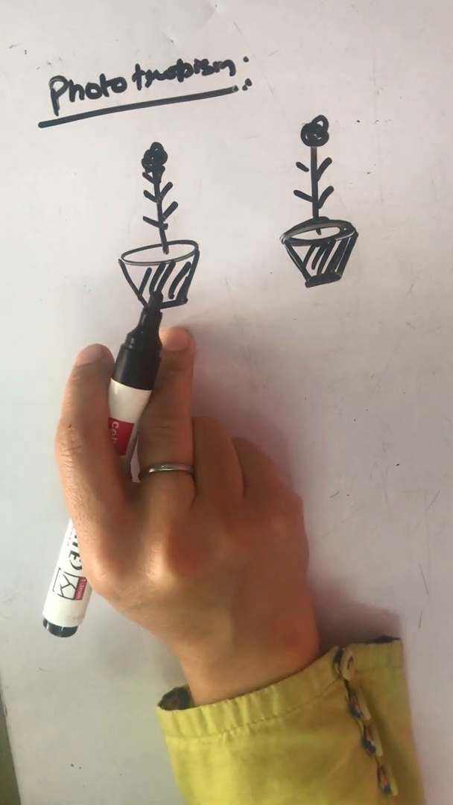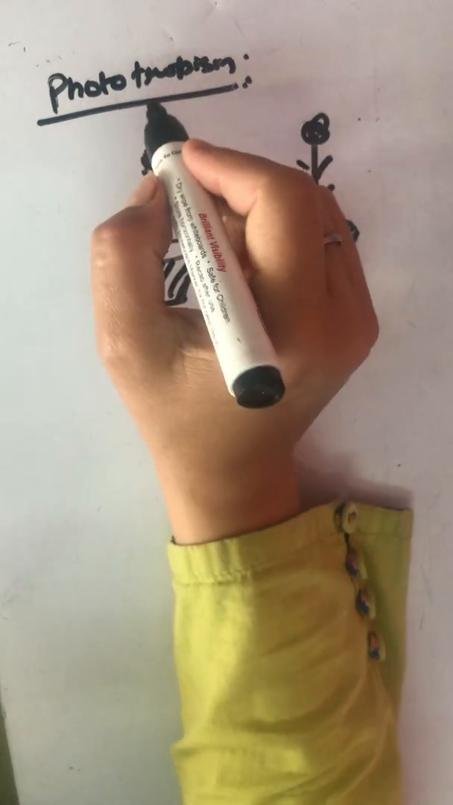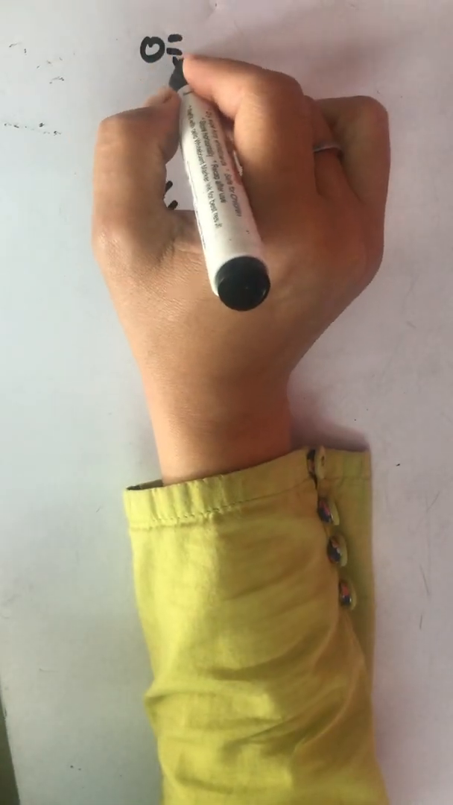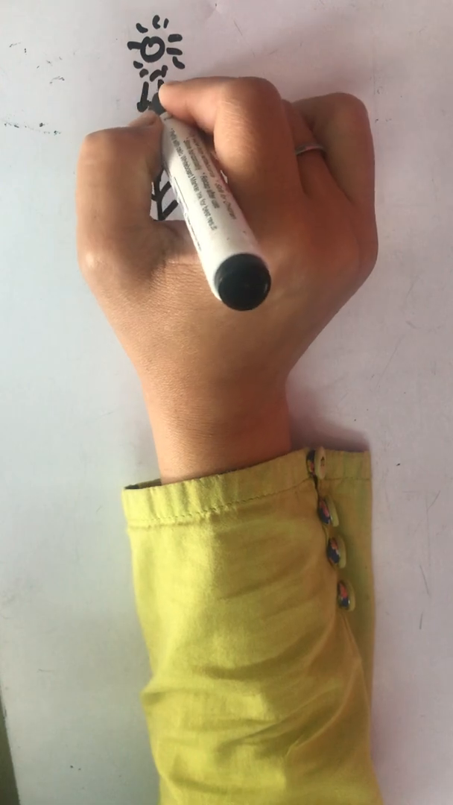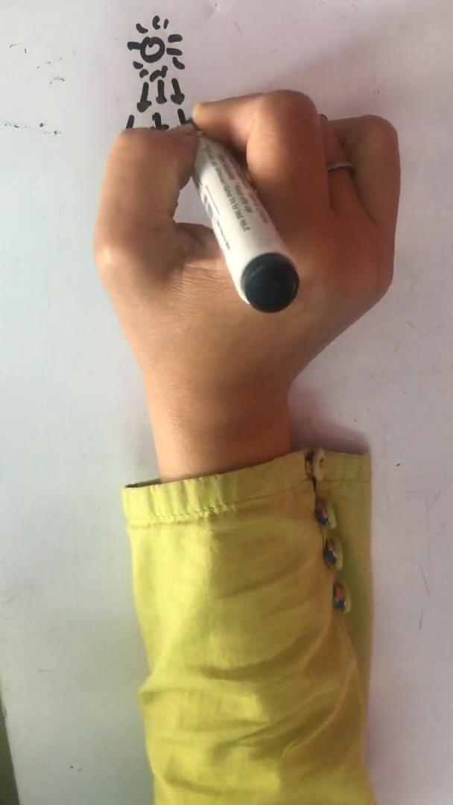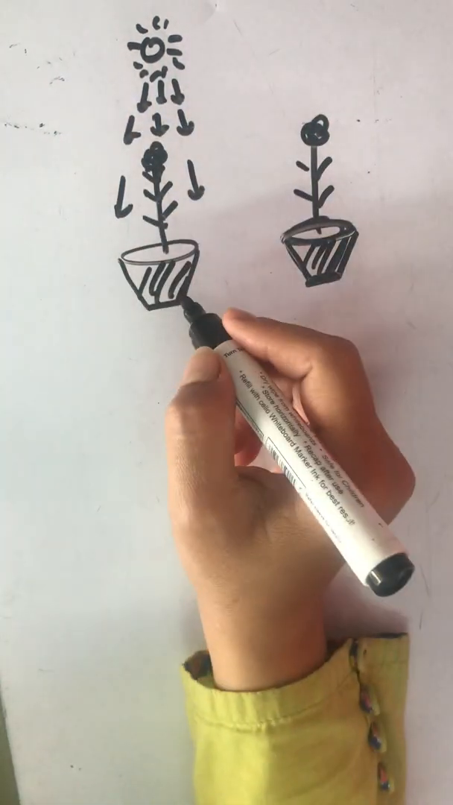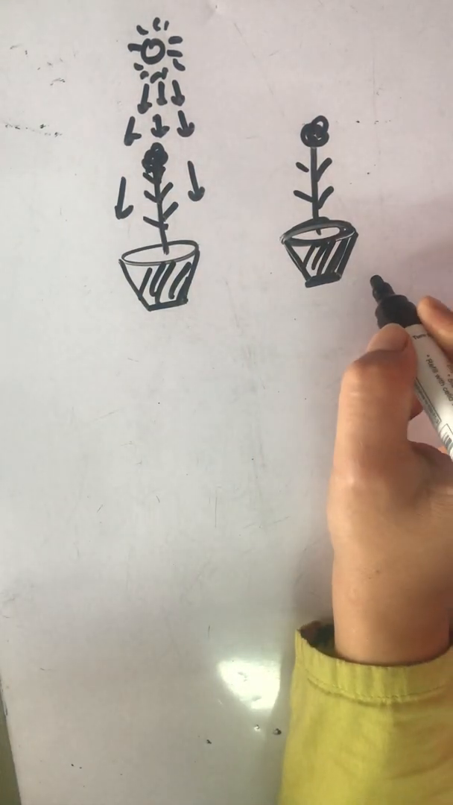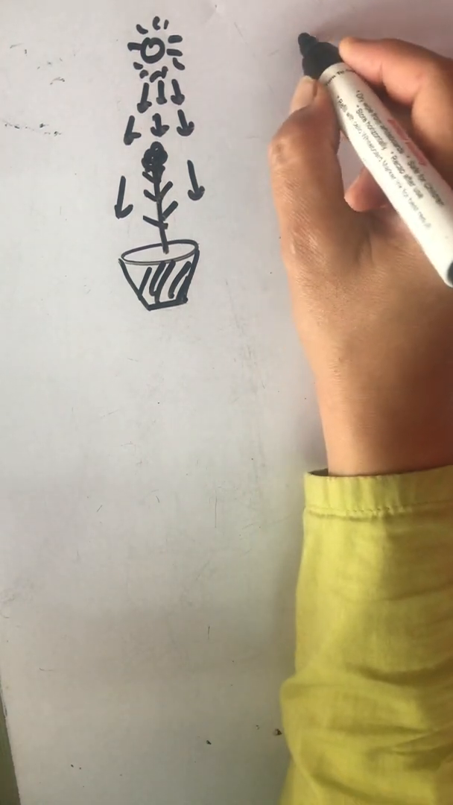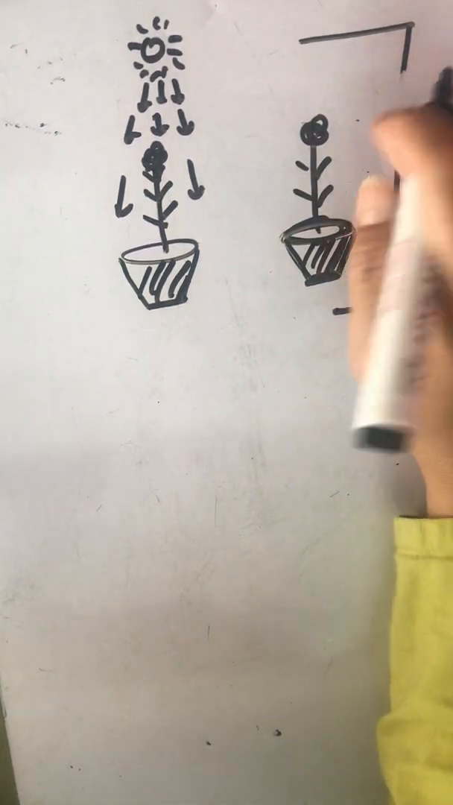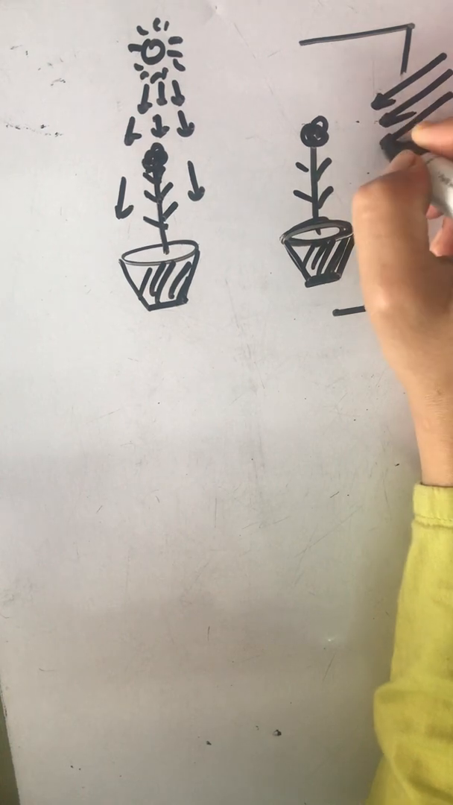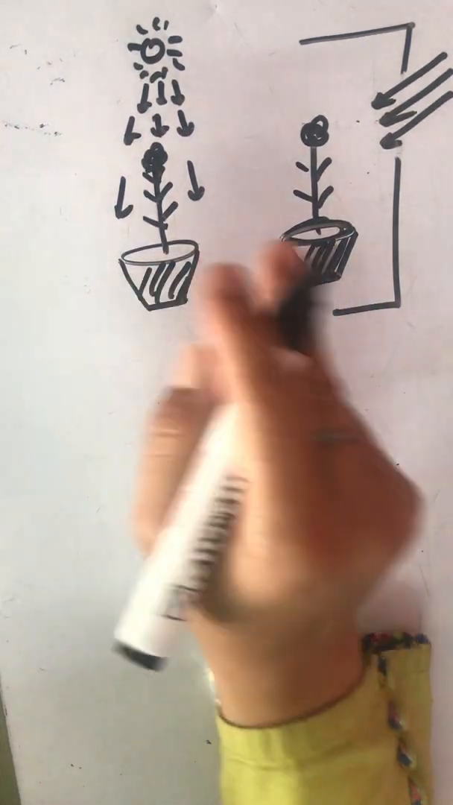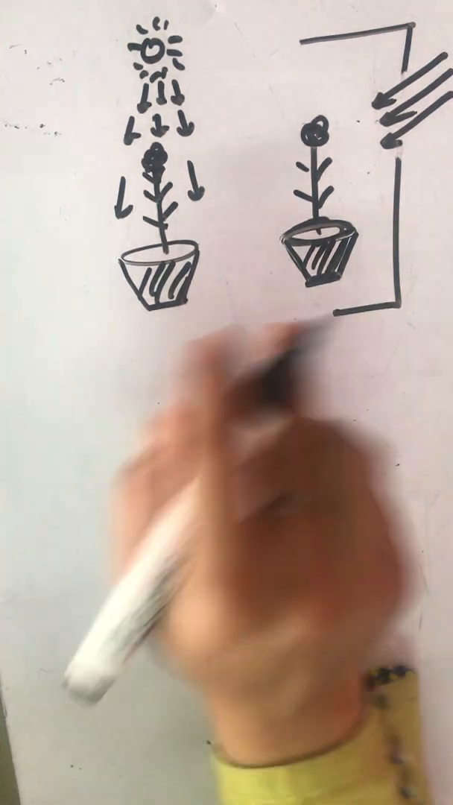Here, one is kept in open, which receives sunlight from the top. Means the sun is overhead and it is receiving sunlight directionally all above the plant area. Clear? Coming from above. While the other one is kept in a room near a window such that it receives sunlight only from one direction, that is the window. After some days, what do we observe? We observe both of them.